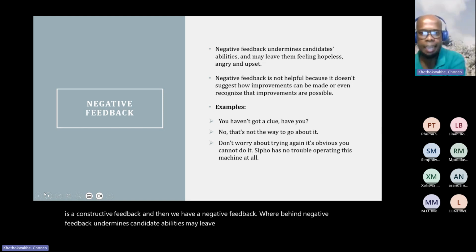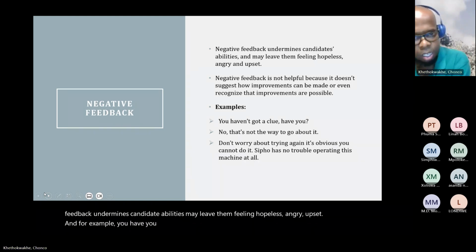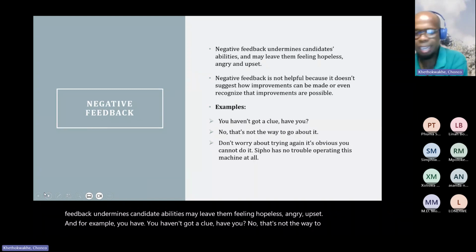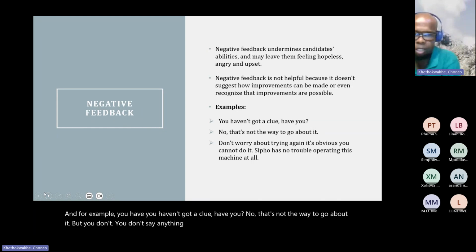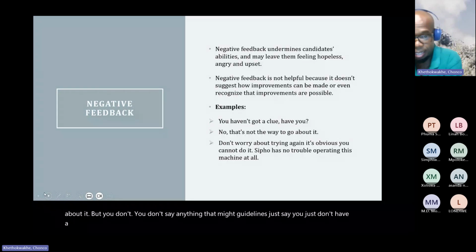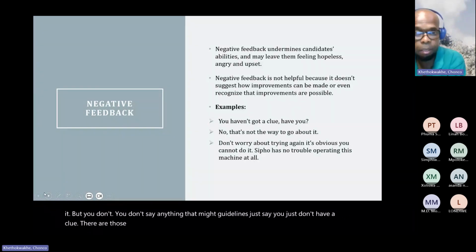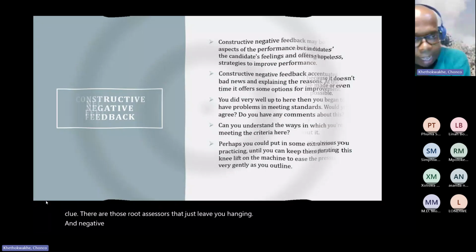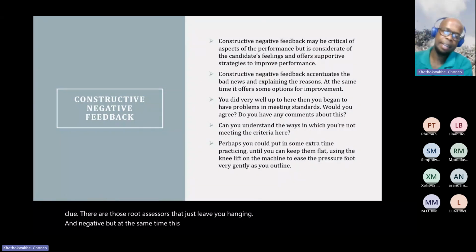And then we have negative feedback, whereby negative feedback undermines candidate abilities and may leave them feeling hopeless, angry, upset. For example, you haven't got a clue, have you? No, that's not the way to go about it. But you don't say anything that might guide the learner. You just say you just don't have a clue. There are those rude assessors that just leave you hanging with their negative. But at the same time, this leaves a learner angry, frustrated, demotivated. Some might end up quitting.